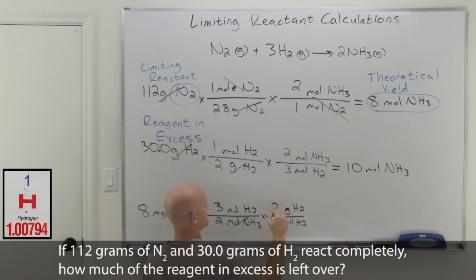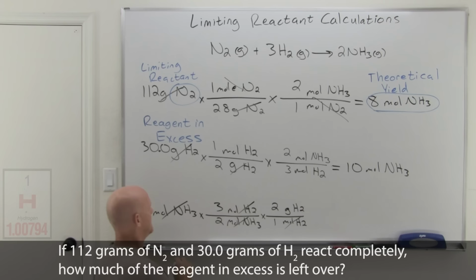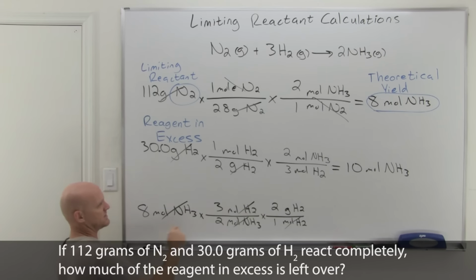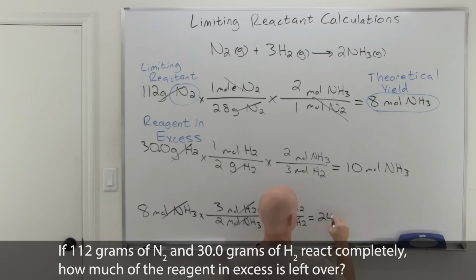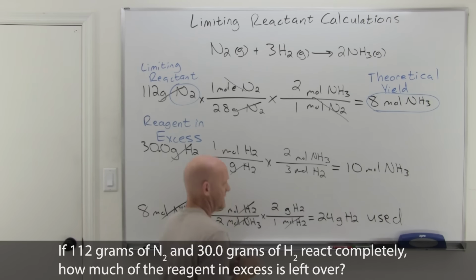And 1 mole of H2 weighs 2 grams. And then 8 times 3 halves, and then this 2 will cancel right here. So 8 times 3 effectively is 24 grams of H2. And this is how much is going to be used or consumed.